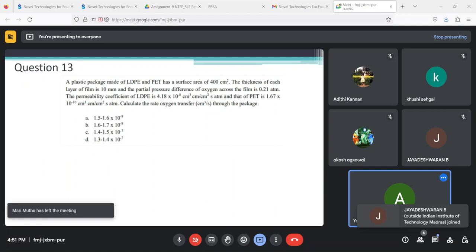So in question 11, where we were dealing with thermal transfer, that is the heat transfer, in question 13 we are dealing with mass transfer, but the overall concept will remain pretty similar. So instead of conductivity, you are given here permeability.